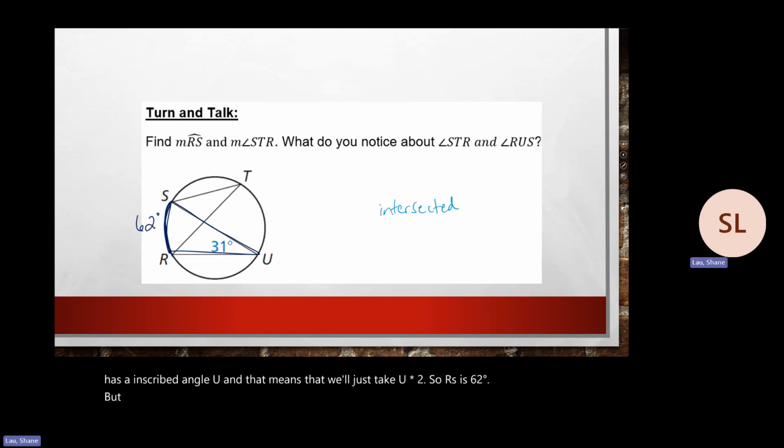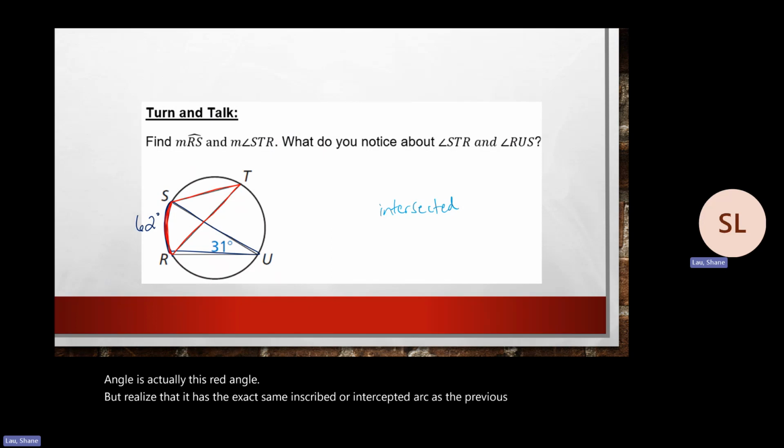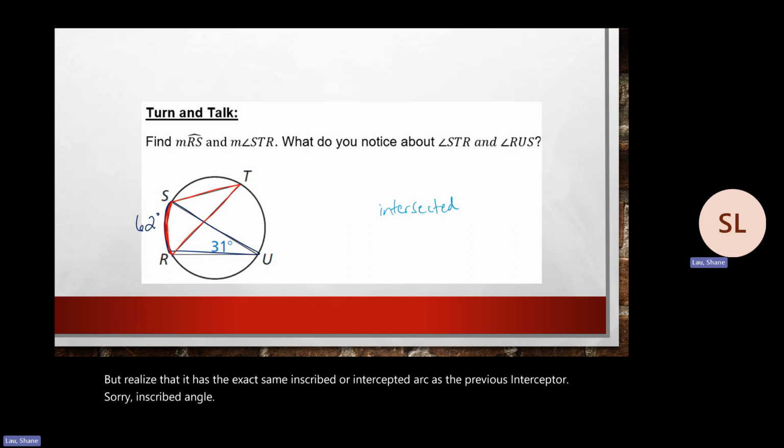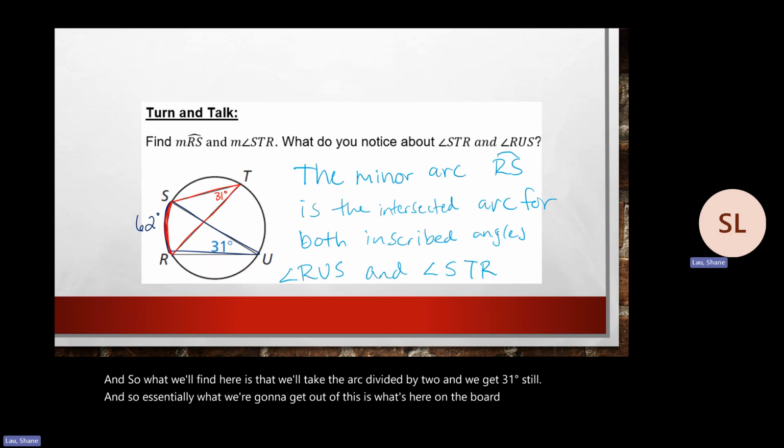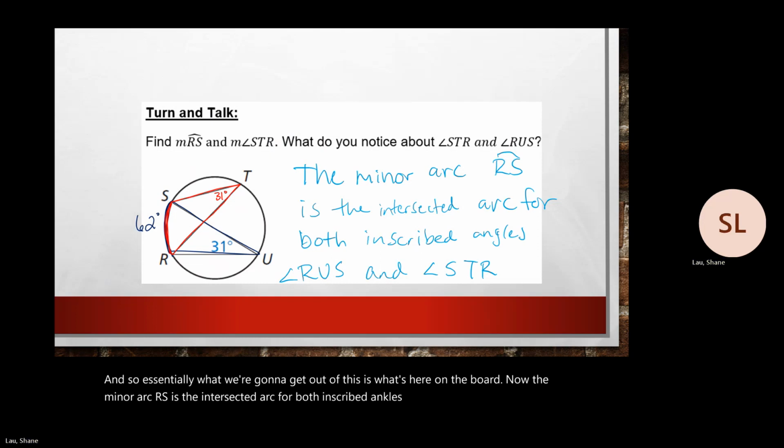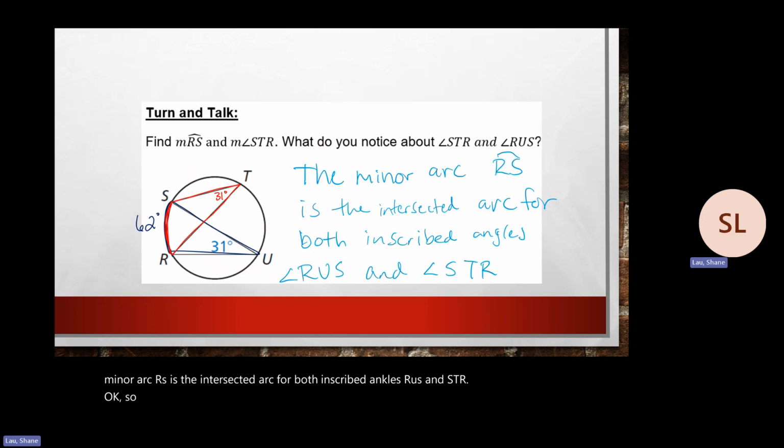But if we're also looking for STR, STR is a completely separate angle. It's actually this red angle. But realize that it has the exact same intercepted arc as the previous inscribed angle. And so what we'll find here is that we'll take the arc divided by 2, and we get 31 degrees still. Essentially what we're going to get out of this is what's here on the board now. The minor arc RS is the intercepted arc for both inscribed angles, RUS and STR. So we see that two things can be true at the same time. We will see another theorem about this in a little bit, but keep that in the back of your mind.